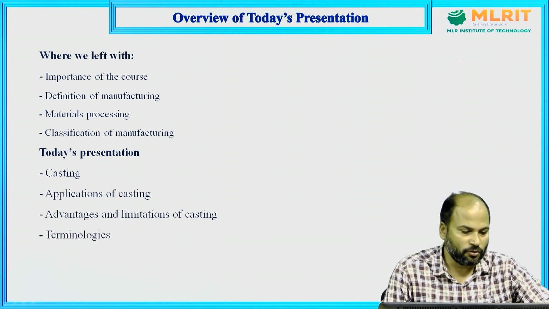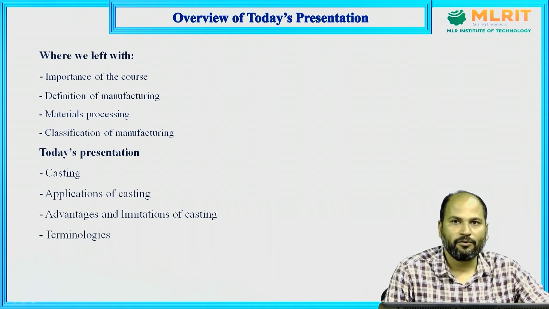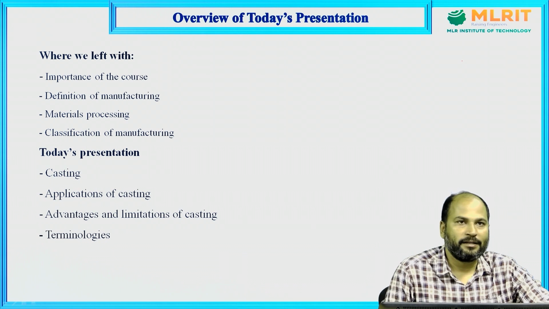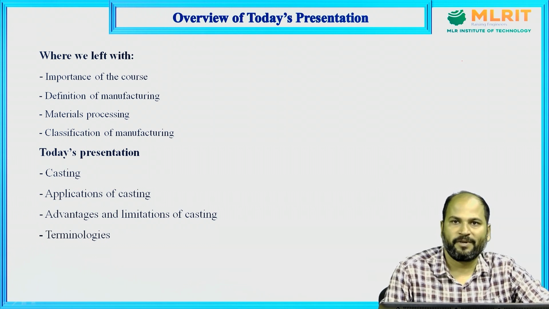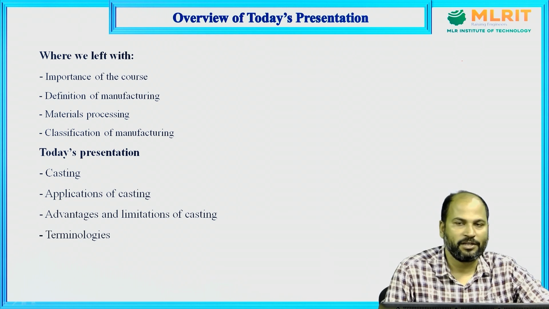We started with the course, why we are doing this course, and then we saw the definition of manufacturing. In that we saw many aspects: what is raw material, how it is being processed, and how it will be converted into the final product. Then we saw the meaning of processing, and that processing is not only to change the dimension of the material, but also to add the extra features which will be required according to the application.